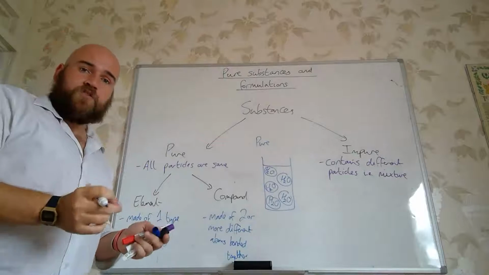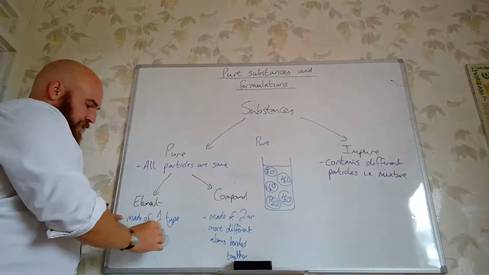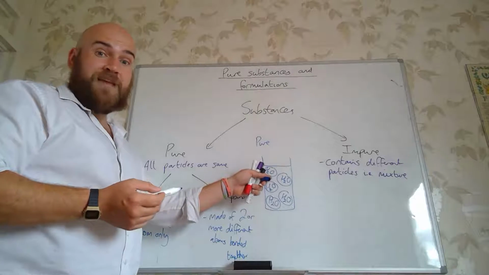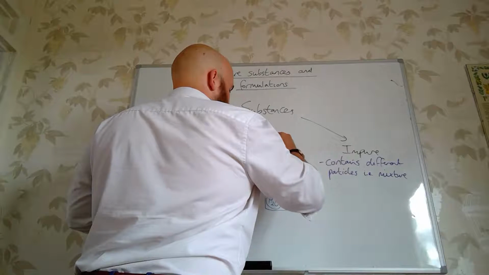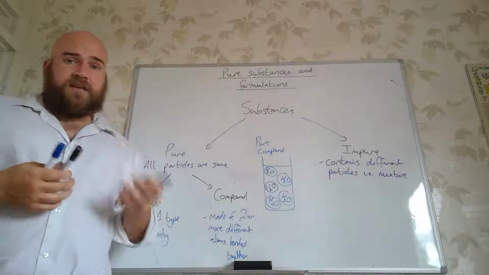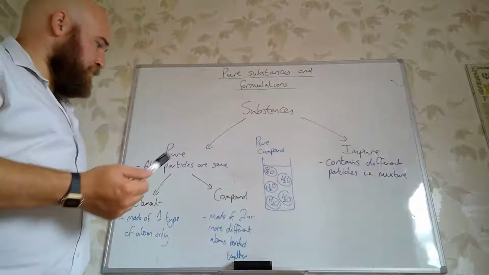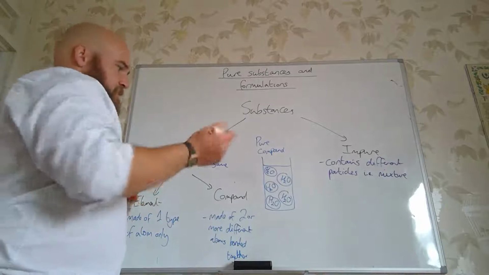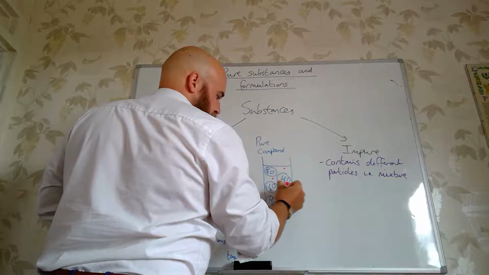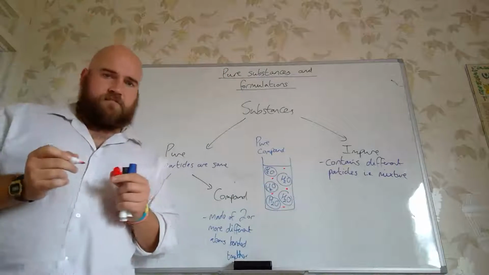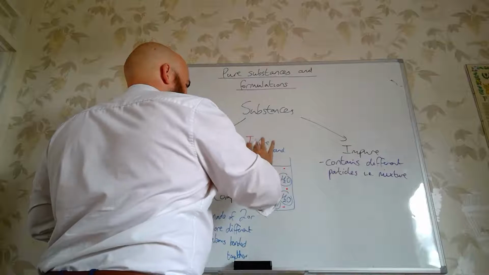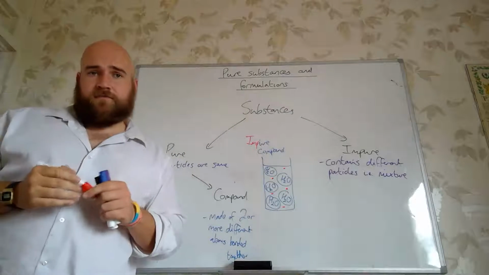Now, is it a pure element or is it a pure compound? Well, if it was a pure element, it'd be made of one type of atom only. A compound, two or more different atoms bonded together. So you can clearly see, because there's two capital letters in each circle, this is a pure compound. And all it takes to turn a pure compound into an impure compound, into a mixture, is just to put a different particle in there. So imagine if I was to drop, let's just say a bit of sugar. So these little red dots are going to be sugar molecules. If I put some sugar in there, it's gone from being a pure compound to an impure compound, or a mixture.